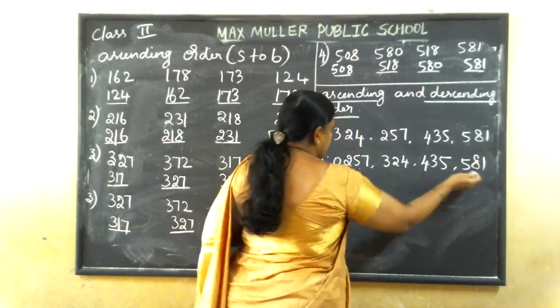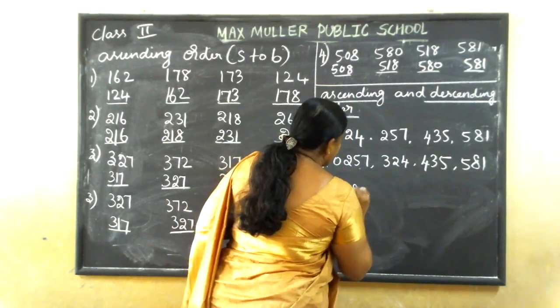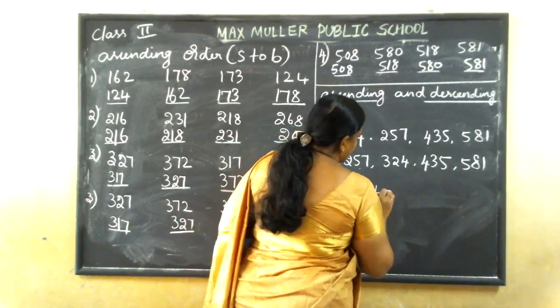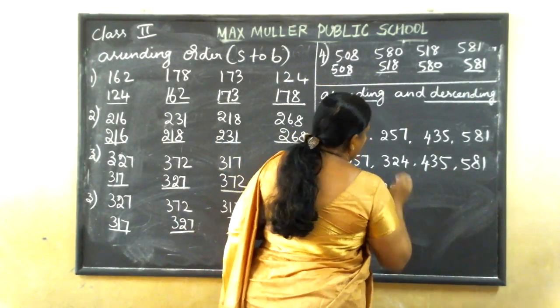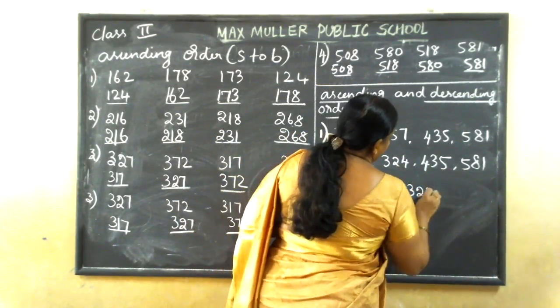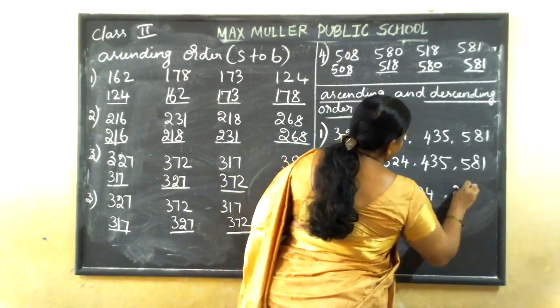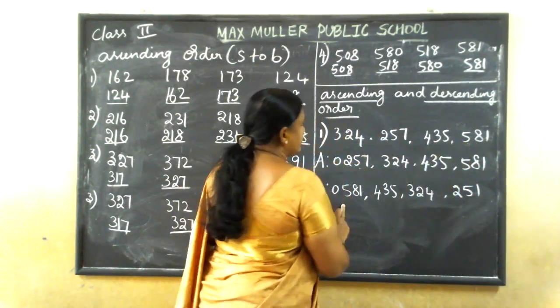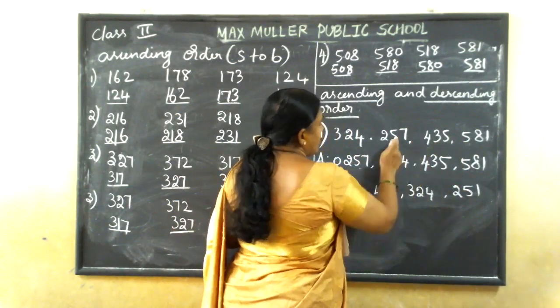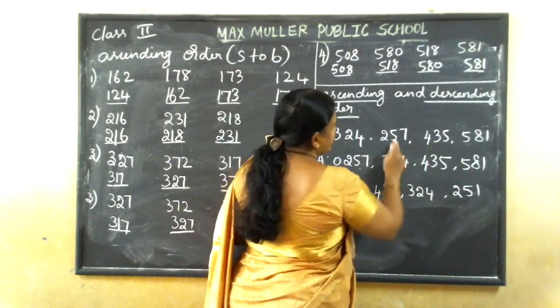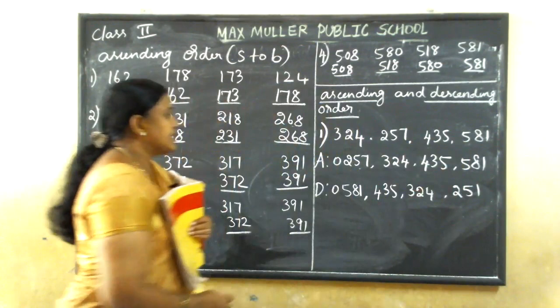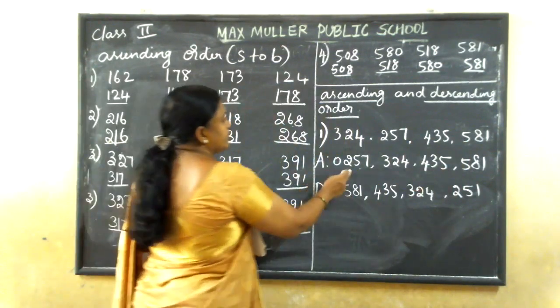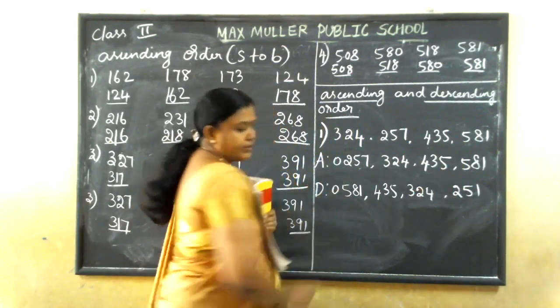For descending order, you want to write big to small. So first you will write 581. After that, you will write 435. After that, 324. After 257. See, in this number, which one big? 5 is the big number. After that, 4. After that, 3. After that, 2. Ascending order only small to big. Descending order means big to small.